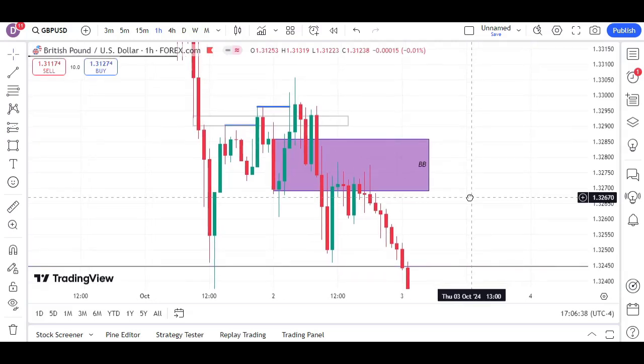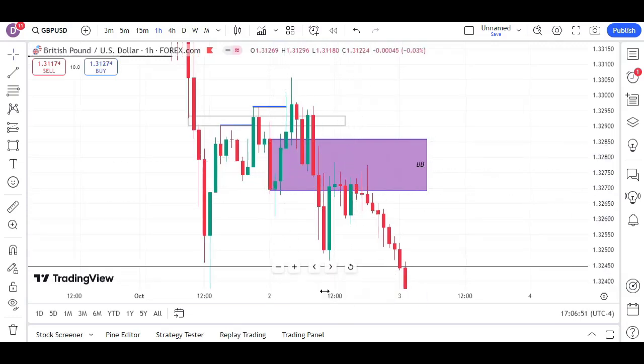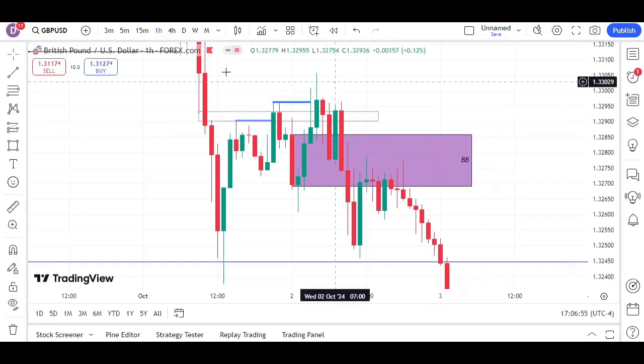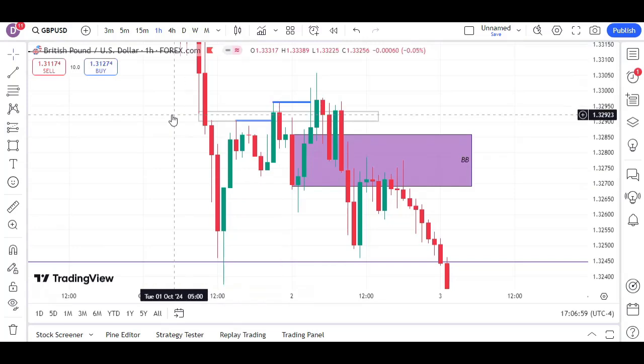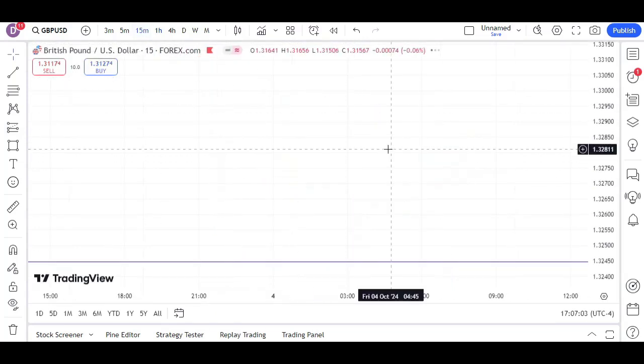Now I'm looking for a setup to resonate with my bias, and then take a trade based off that setup. So the moment I saw this, it was hinting to me that yes, we're about to go lower. So in this case, I quickly, when I had this, you can now take it into the lower time frames.